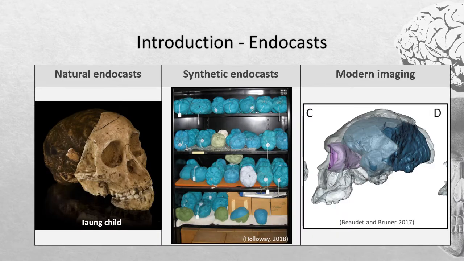In the fossil record, due to lack of preservation of the brain, we have to rely on cranial endocasts. Traditionally, two types of endocasts exist: the natural endocasts and the synthetic endocasts. Modern imaging technology has provided us with an alternative to extract more detail from some of the most fragmented samples.